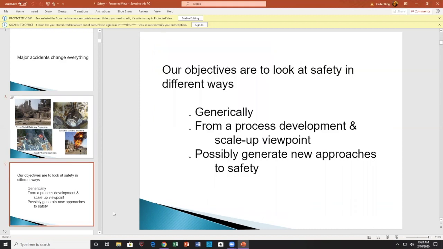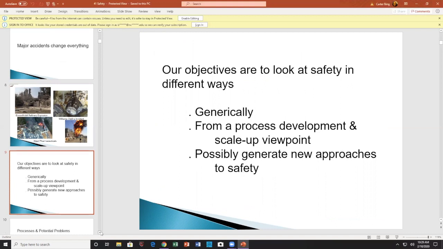Anyway, what we want to do is look at safety a little bit differently, take a more generic approach, and maybe from a process development, a scale-up point of view, possibly generate new approaches to safety. I doubt if we're going to do that, but just take a look at scale-up version of safety.